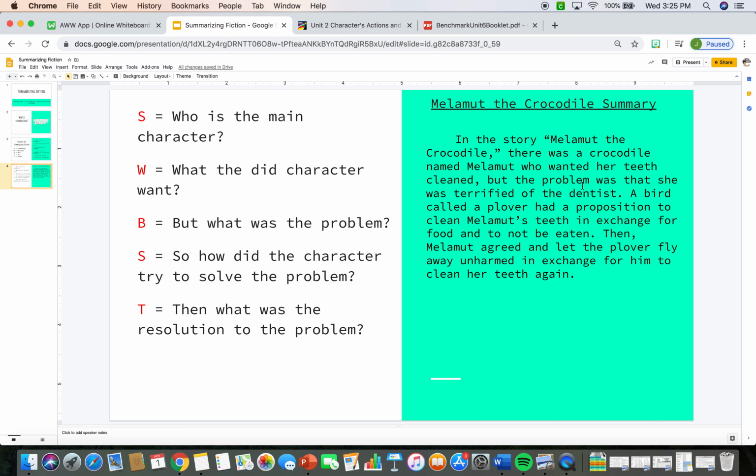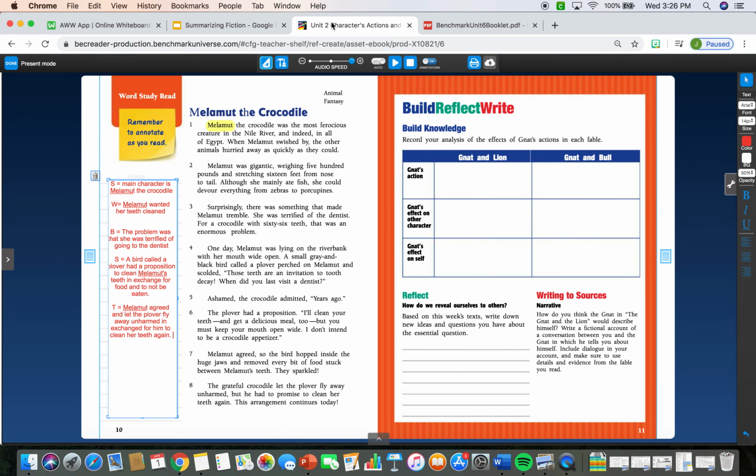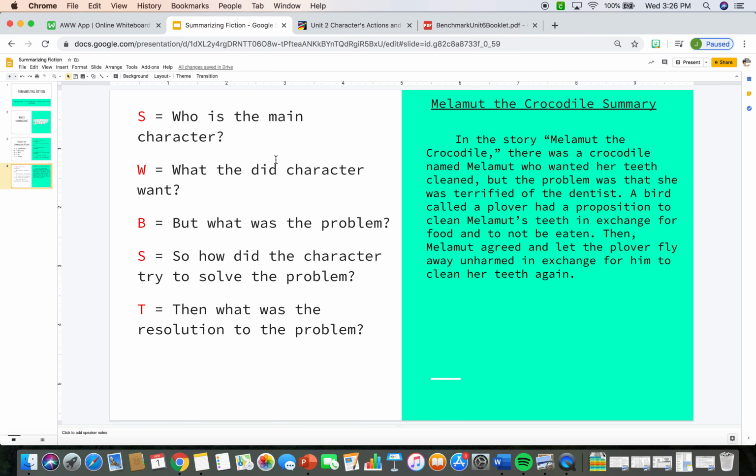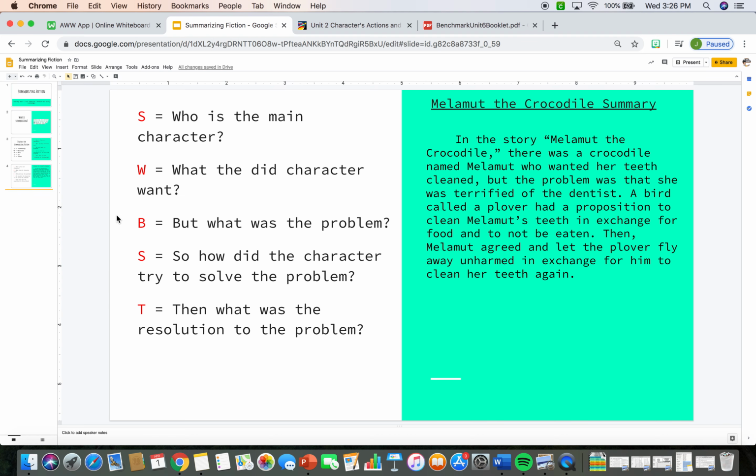Okay? So for tonight's homework, you're going to be reading Qi Li and the Serpent, and it's a Chinese legend. You're going to read it, and you're going to try to summarize using this strategy that I just taught you. SWBST, somebody wanted, but so then. SWBST, whatever you want to call it, that's fine. Make sure you have all these components, and please make sure you complete this using this video. You may rewatch this video if you need to, okay?